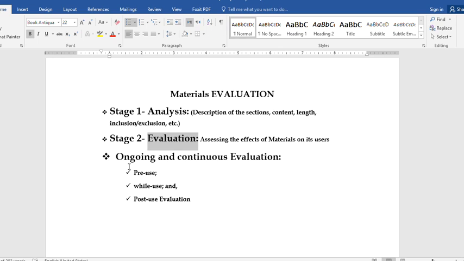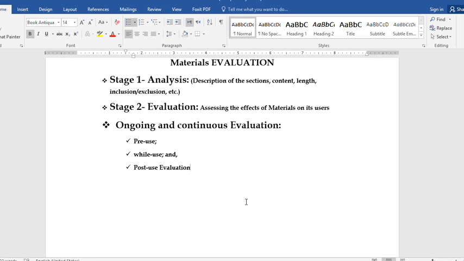And we said that materials evaluation should be ongoing, continuous, and in three phases: pre-use phase, while-use phase, and also post-use phase evaluation. What is important is how many teachers in the Iranian context evaluate their materials systematically? Do they decide to evaluate their materials, or do they think that the materials are prescribed and they have to follow the materials?